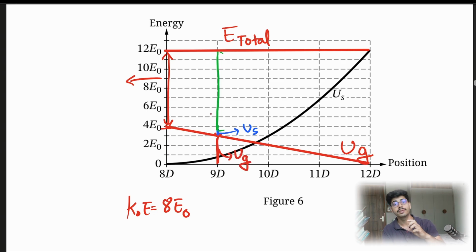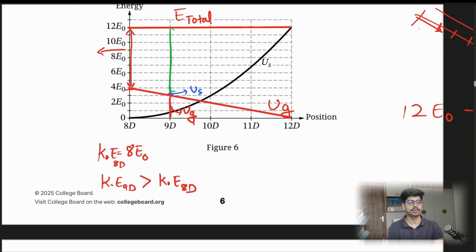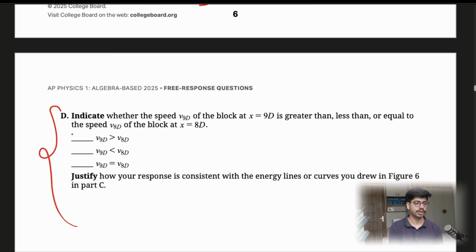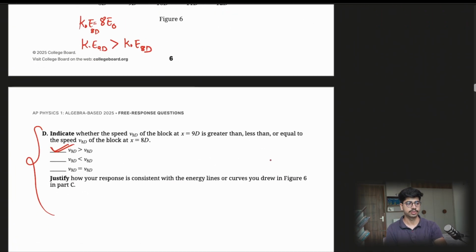And you have slightly more at 9D. The kinetic energy at 8D is this much, but the kinetic energy at 9D is more than the kinetic energy at 8D. So basically it has slightly more velocity at 9D. So the answer has to be greater than, and you have to give the justification for that. You have to look at the curve and then comment.